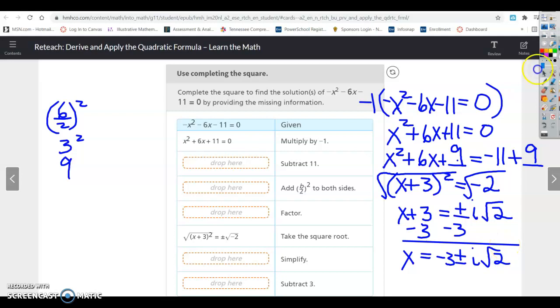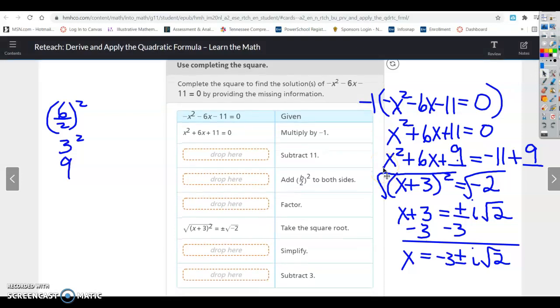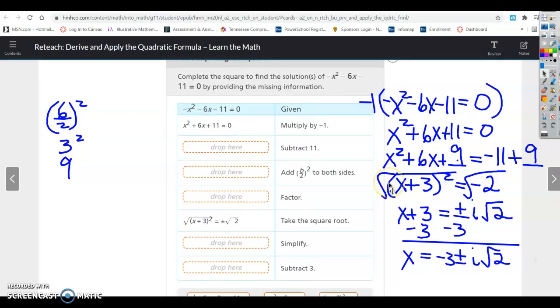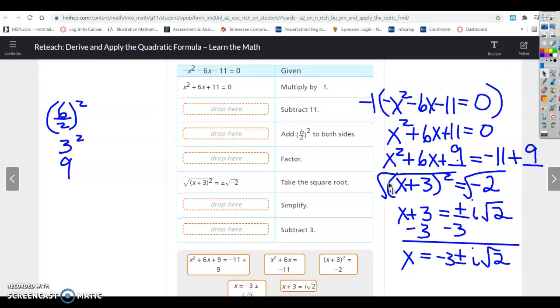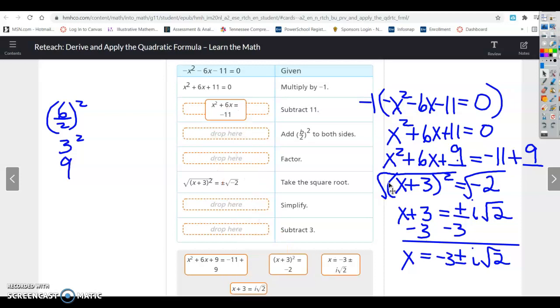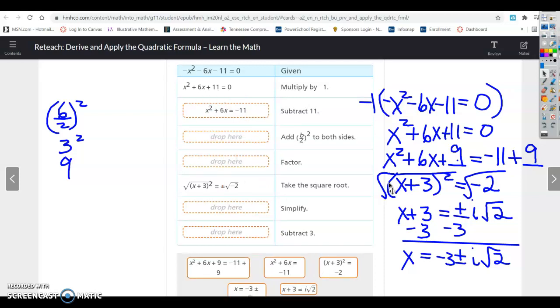Now that we've looked at how to solve that, and again, if you need to refresh yourself, look up perfect square trinomials and you'll see how that refactored this. The first thing says multiply by negative 1, so it already gives that here. And then it says subtract 11, so down here, this one will be the one that subtracted 11. So drag that there. And then add b over 2 squared to both sides. So that's when we add the 9 to both sides.